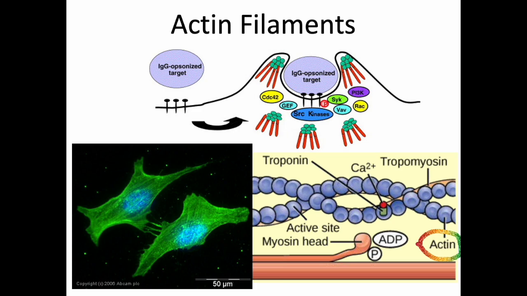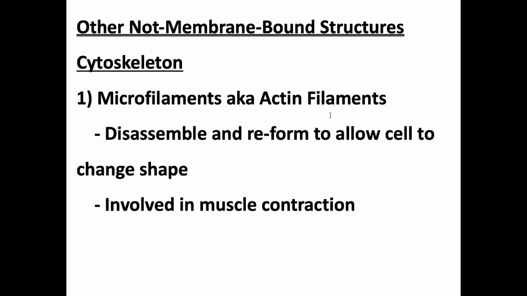So how do I summarize this? Well, microfilaments, also known as actin filaments, can disassemble and reform to let the cell change its shape. Again, a dynamic structure. And again, not getting into the details in this class, but you should know that actin filaments are involved in muscle contraction. All right, that was one type of fiber. I said there were three. Next, let's move on to our second one called intermediate filaments.